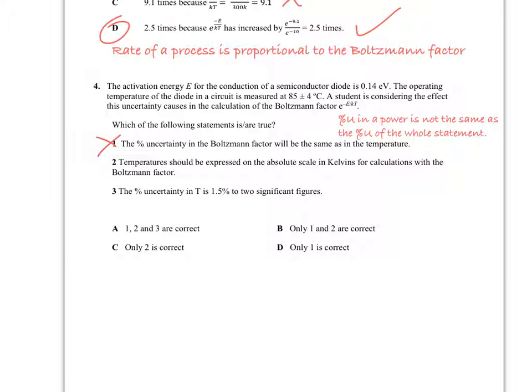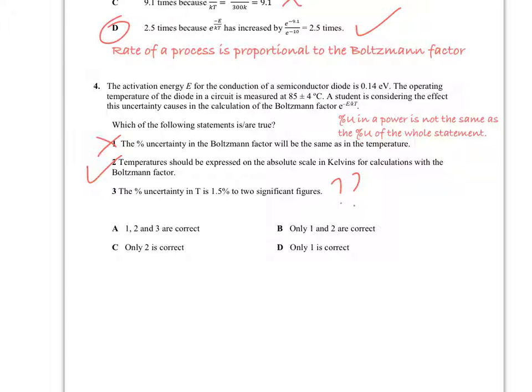Temperature should be expressed on the absolute scale in kelvins for calculations of the Boltzmann factor. Well, that's definitely true, so we like option 2. And then finally, the percentage uncertainty in T is 1.5% to 2 significant figures. Well, look, we can work that out. That's nice and easy to verify or not.